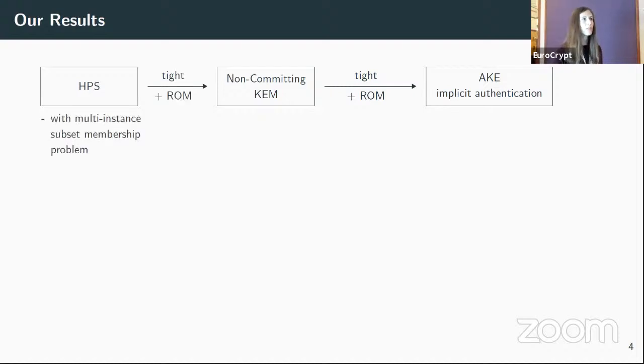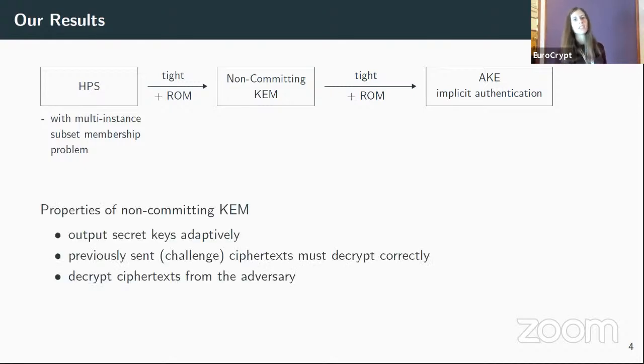And if the hash proof system has a tight multi-instance subset membership problem, as for example DDH, then we also get this implication tight. But coming back to our non-committing KEM security notion, I want to justify why we need such a seemingly strong notion, and this is due to the AKE security experiment, which is quite involved. The adversary can get the long-term keys of the users, and the long-term keys are KEM secret keys. So we also need to output these secret keys adaptively.